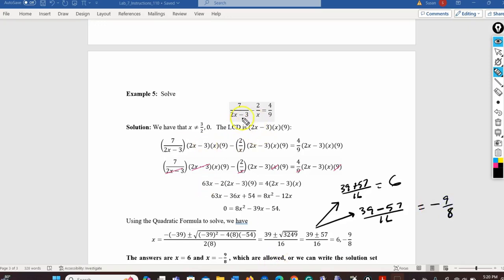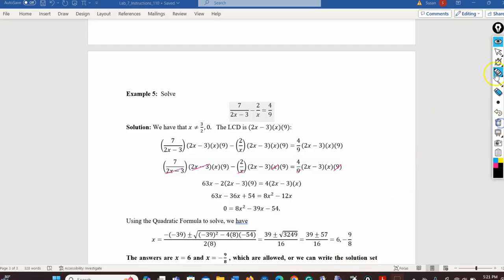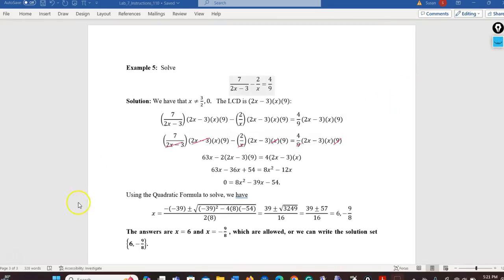Now, what were the restrictions? Well, this tells you that x is not allowed to be 3/2. Because you can see here, if x is 3/2, then the 2's cancel and you get 3 minus 3, so you get 0 on the bottom. Here, x is not allowed to be 0. So both of those are allowed, and so those are the answers which are allowed, or you can write the solution set if you see it like that on a multiple choice final. So both of those are allowed. Okay. All right, and that finishes the examples there.